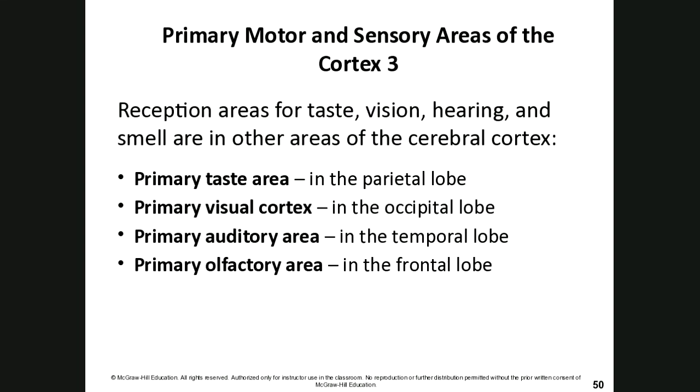So you have receptor areas for taste, vision, and hearing from any of those sense organs. The primary taste area is in your parietal lobe. The primary visual cortex is in the back of your head, your occipital lobe. The primary auditory area is in your temporal lobe. Remember, that's the part of your brain right above your ears. And the primary smelling area, or olfactory area, is in your frontal lobe, because your nose, makes sense, is right under the front part of your brain.